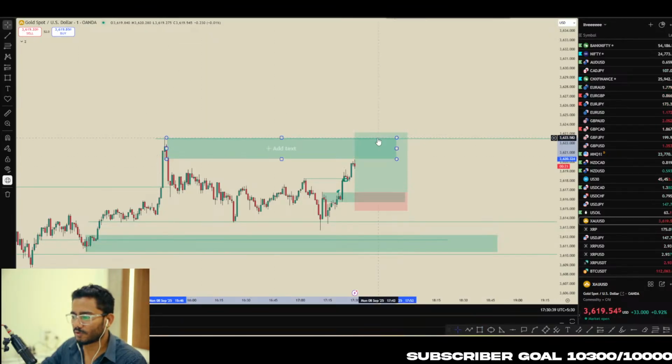So this is the order block where we can get a downside reaction. We'll look for confirmation, then only we'll look for entry. We'll not look for direct entry.